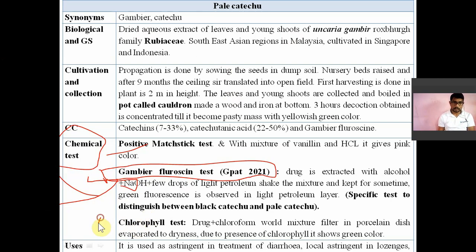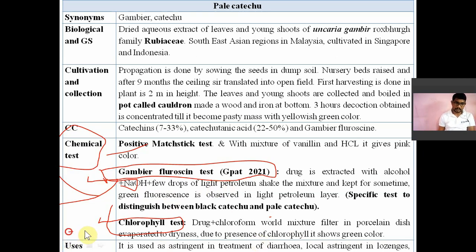Now the chlorophyll test. As I have told you, this drug is nothing but the extract of leaves and young shoots, that's why it has chlorophyll. Drug plus chloroform mixture: warm the mixture, filter in a porcelain dish, and evaporate to dryness. Due to the presence of chlorophyll, it will show green color.